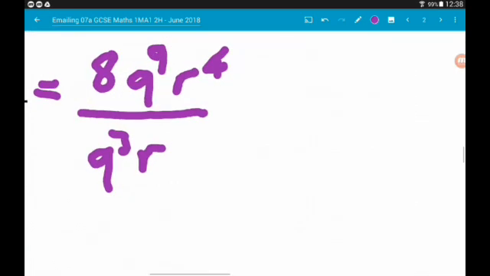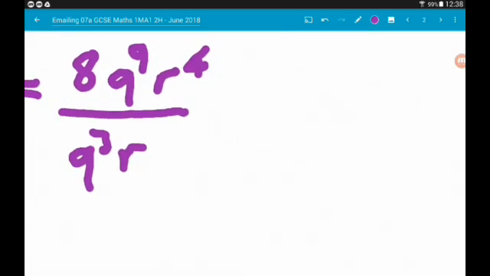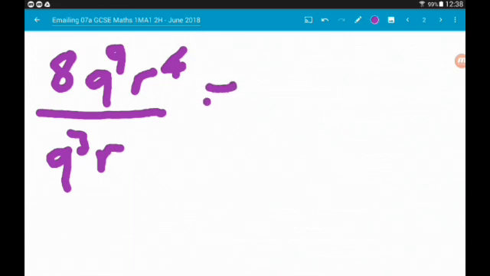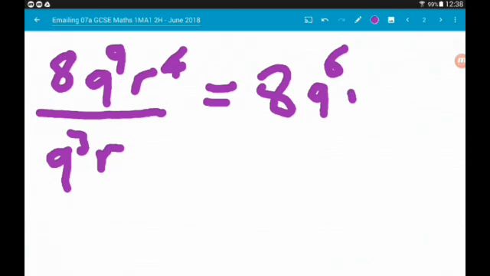The next term we're going to sort out is the q's. So between q to the power 9 and q to the power 3, the highest common factor of q is q to the power 3. So we can divide the top and bottom by q to the power 3. So that's going to give us 8 q to the 6 r to the power 4 all over, while the q to the power 3 has been divided away.